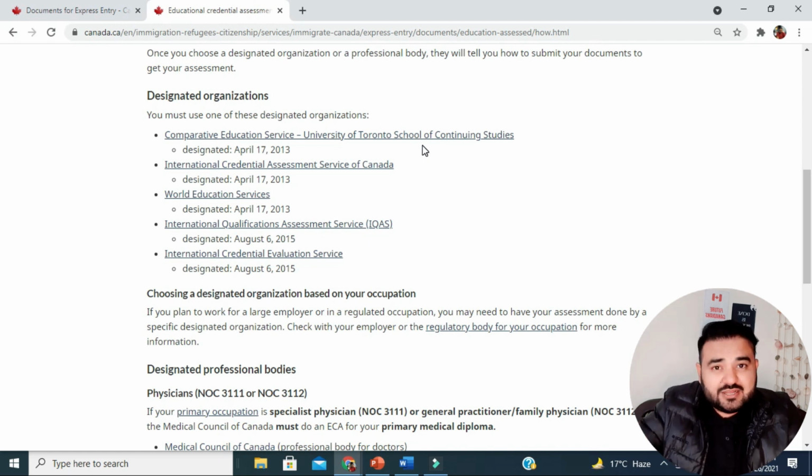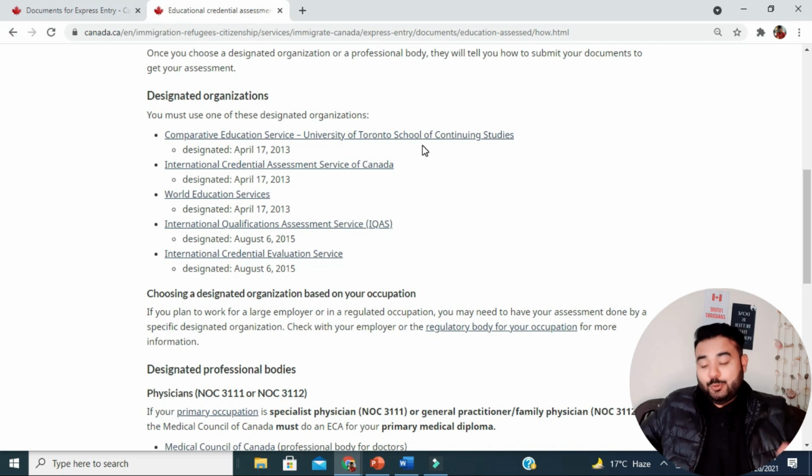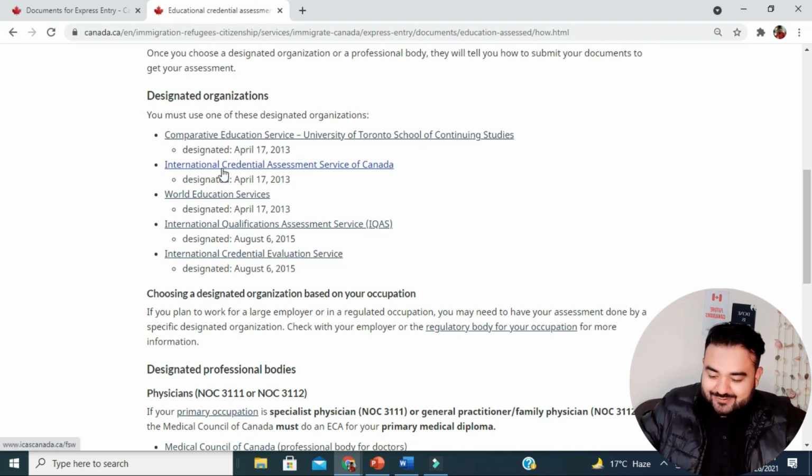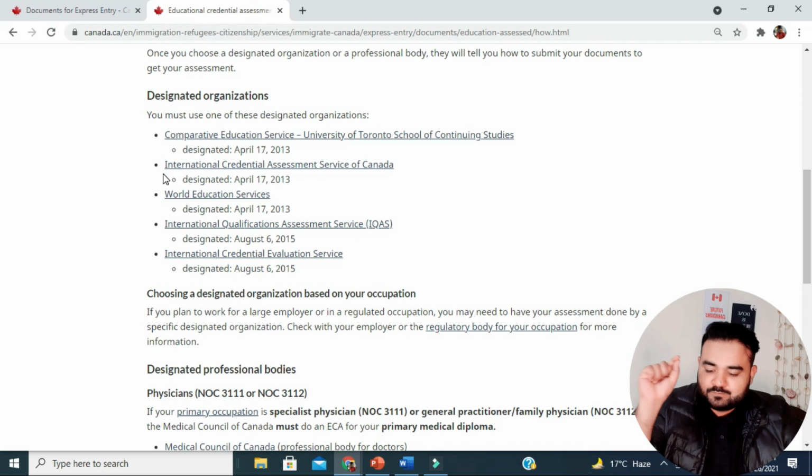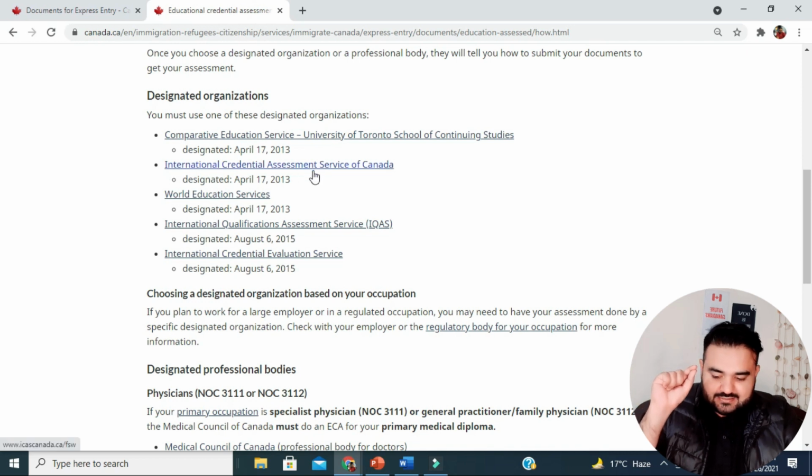No other ECA body does that other than ICES, and that is applicable only for MBA. If you don't have an MBA, then this duration 2 + 2 years is not applicable to you. This is the facility for MBA holders only. Okay, so the second ECA body is ICAS. Okay, that is International Credential Assessment Service of Canada.